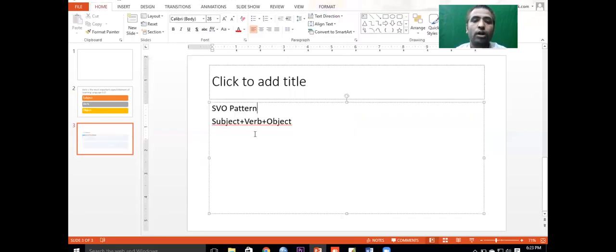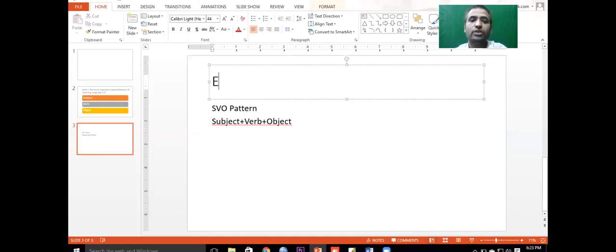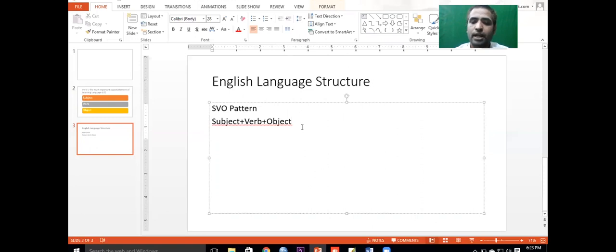So, it is all about English language structure. You can say basic structure of English language or whatever. Let me give you one example of Hindi language then, how it happens, okay? So, it is SOV pattern.